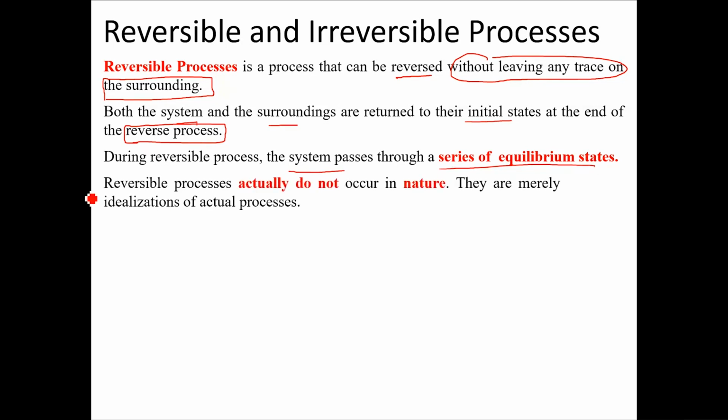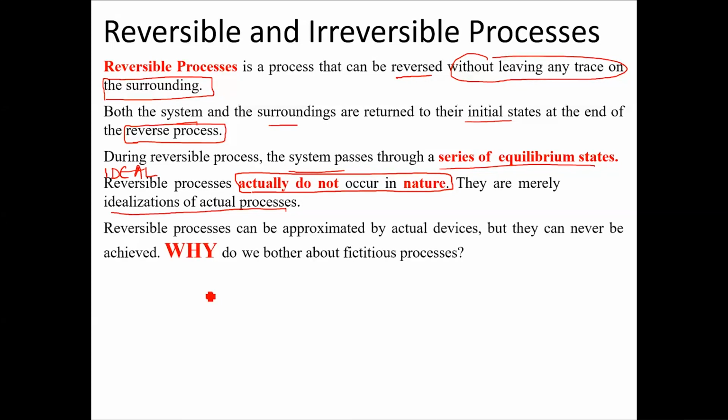You've already seen that. Reversible processes actually do not occur in nature. Again, remember the fact we are referring to an ideal process. They are merely the idealization of actual processes. Having a frictionless piston is an idealization. You could get close to that idealization, but again, a frictionless piston remains an idealization. But why do we need to have that? Reversible processes can be approximated by actual devices, but they can never be achieved. As I mentioned, a frictionless piston is an idealization. You can get close to it, but you cannot achieve it.